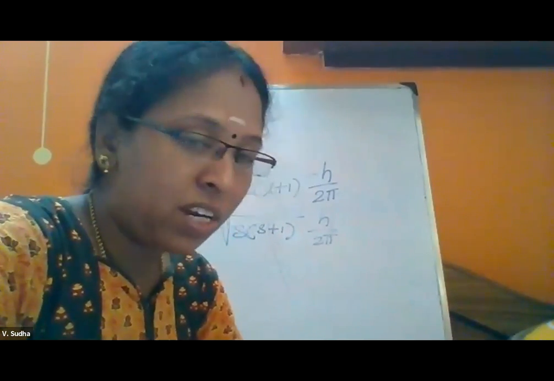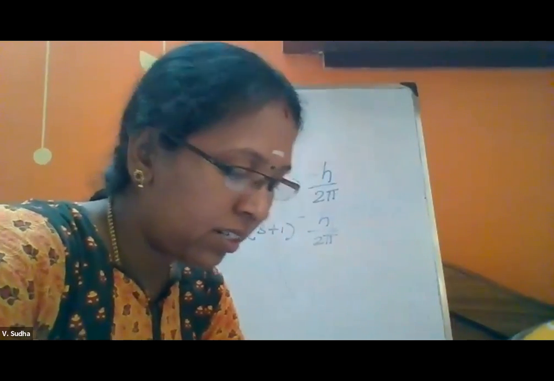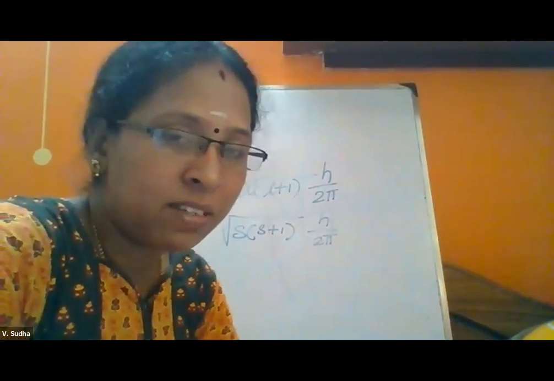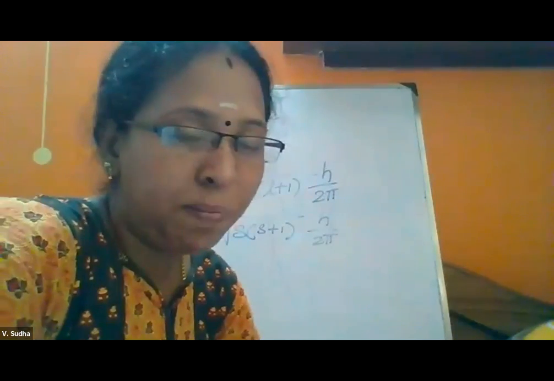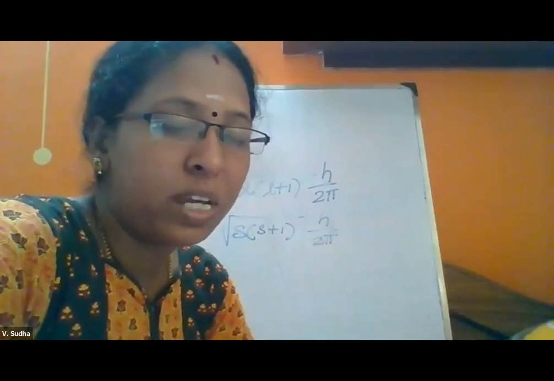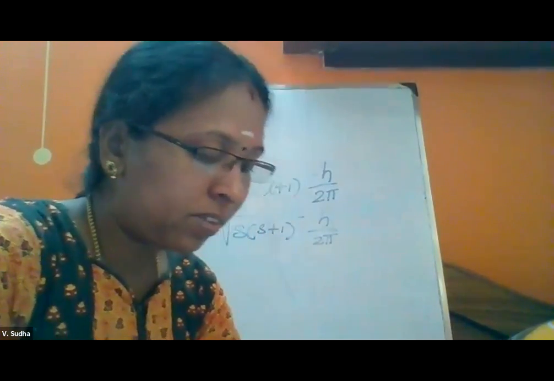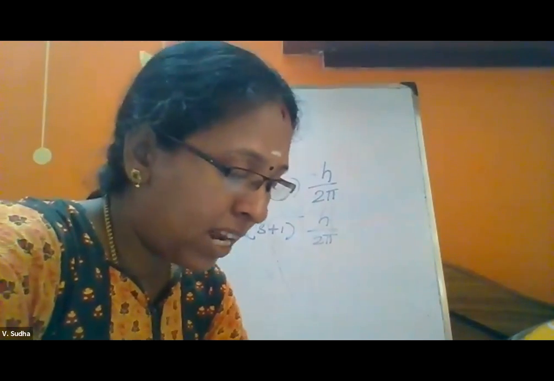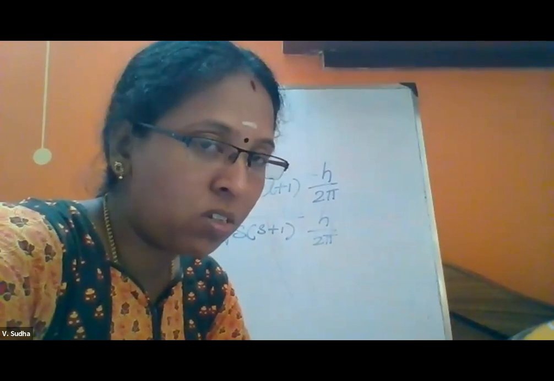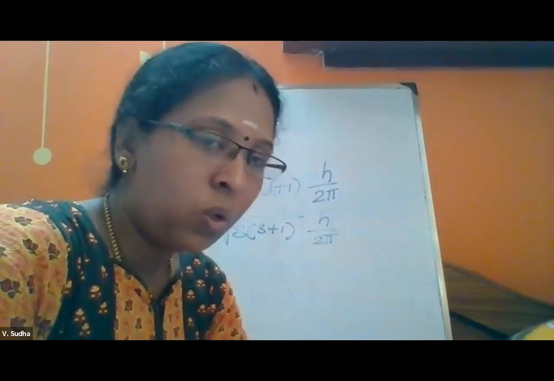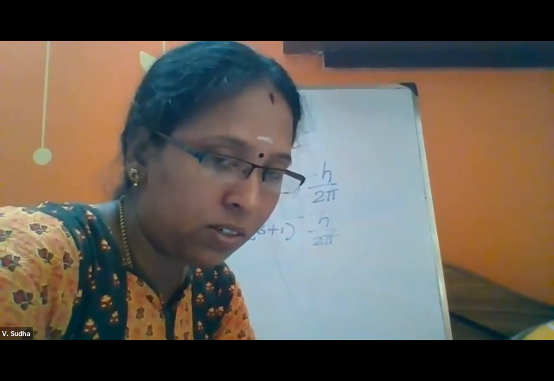Next, for a given subshell, number of orbitals is equal to 2l plus 1. Maximum number of electrons is equal to 2 into (2l plus 1).